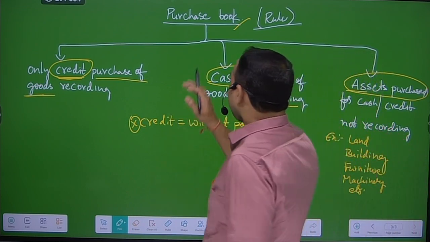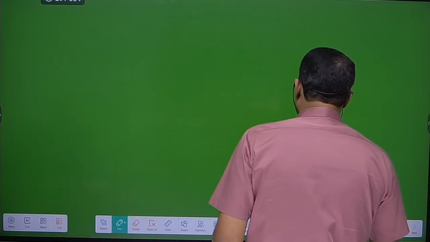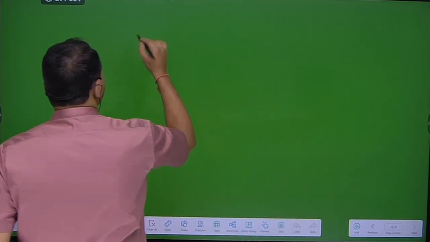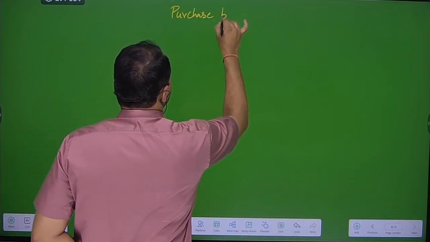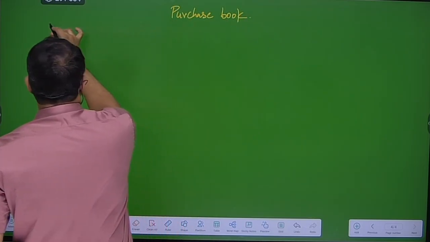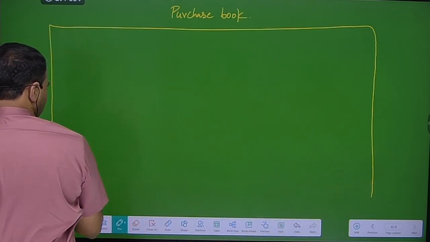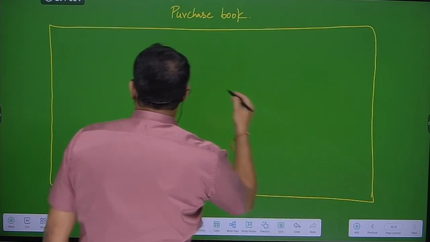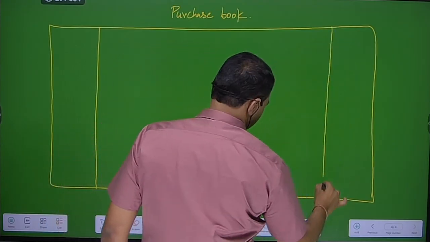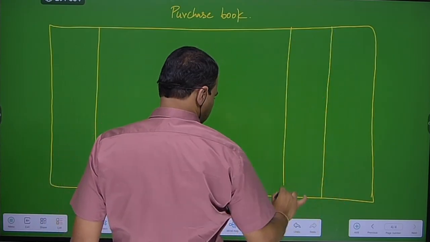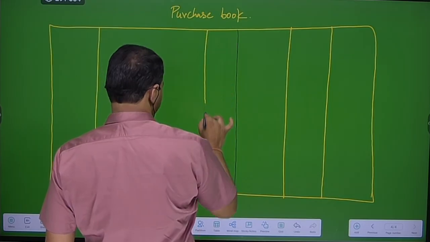Okay, I think you understand the rule of the purchase book. Let's see the format of the purchase book. Nana, I will draw the purchase book format for you. So this is the date, this is for amount, this is details, and this is inward invoice number, and this is LF.